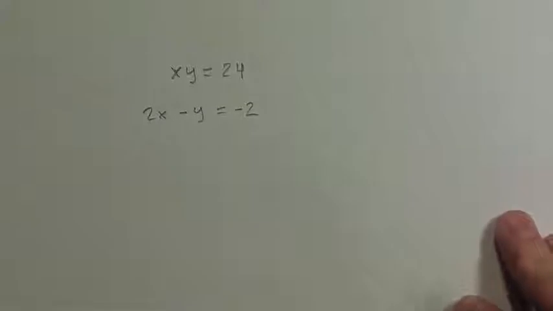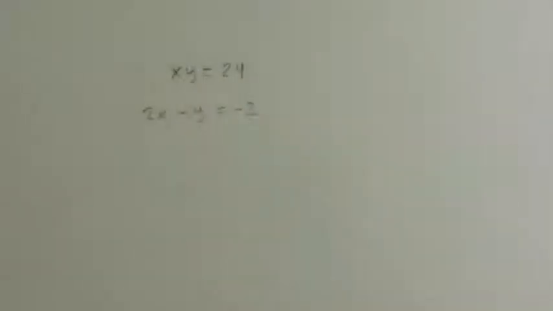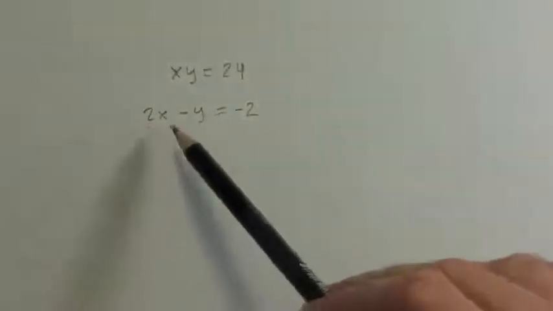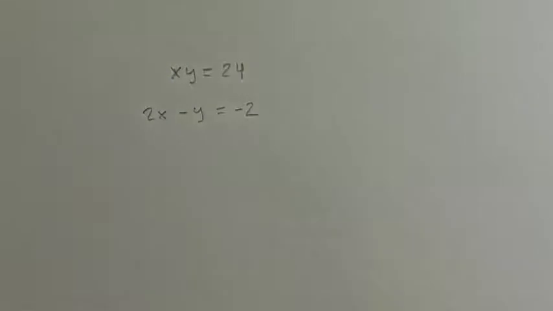Okay, let's say we have the system xy equals 24 and 2x minus y is equal to -2. Okay, so I'm going to use a substitution method, but hopefully you can start to see how complicated this can get, all the different directions, because yeah, we had x squared and y squared before, but now instead of x squared, y squared, I have x times y.